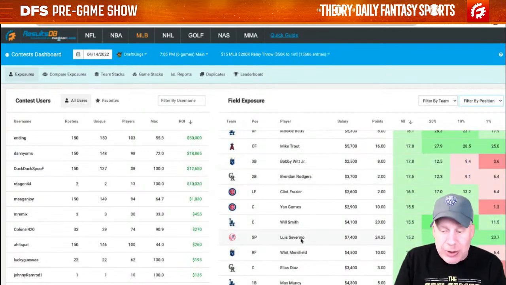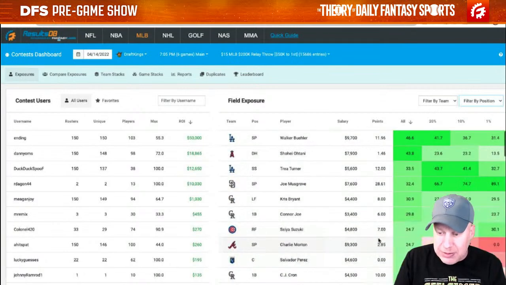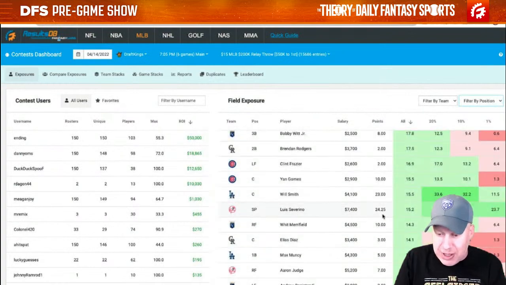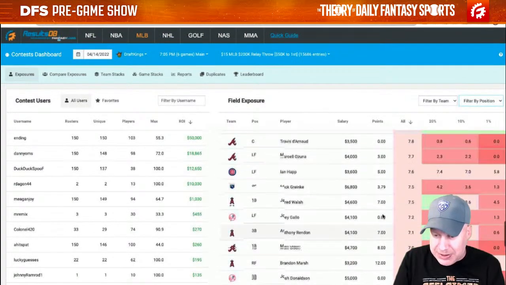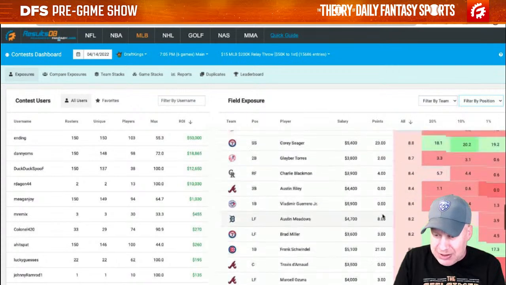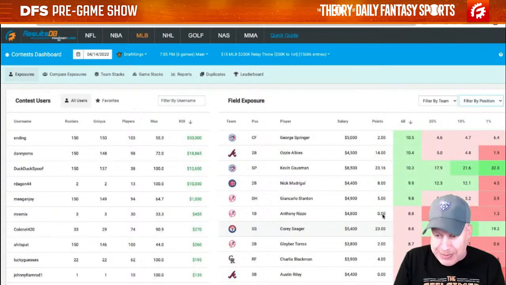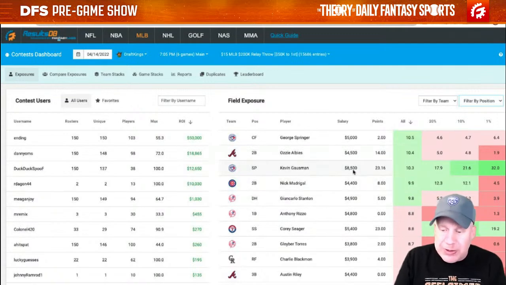But I still had Severino. I had Severino in half my lineups. He was the top projected play in the bat. Very efficient, 82 pitches. Ended up getting the win, 24 points for 7,400. Musgrove did better, but Musgrove plus Severino. And I guess, what was Gausman? Gausman was like 10% owned. I hate that I can't sort by position. Yeah, 23 points, 10% owned. Okay. You could have used him, but he was more expensive, 8,500. Right? That type of thing.